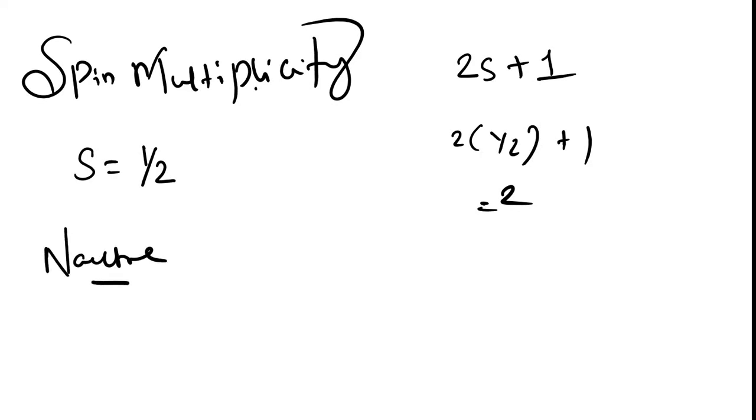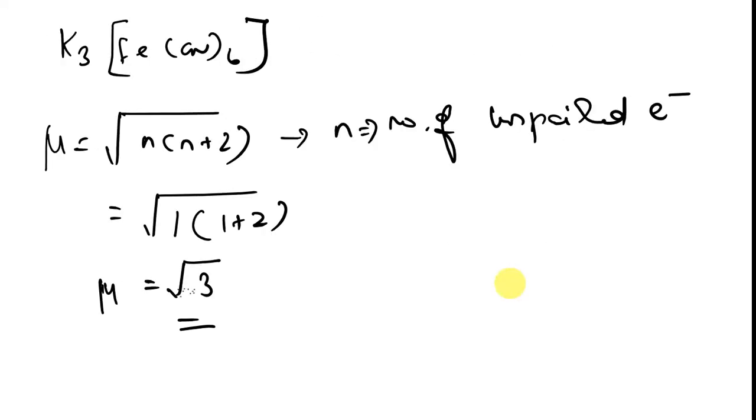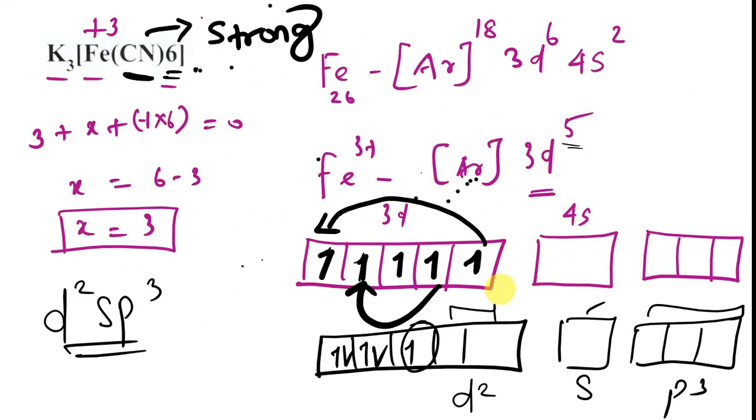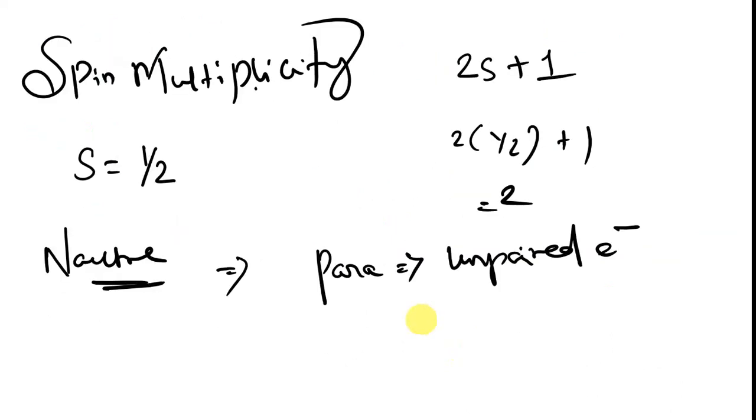Then the nature of the complex. Nature of the complex in the sense whether it is paramagnetic or diamagnetic. Paramagnetic means it should have unpaired electrons. Whether these are unpaired electrons? Yes, here there is one unpaired electron. So it is paramagnetic. So the nature is paramagnetic.